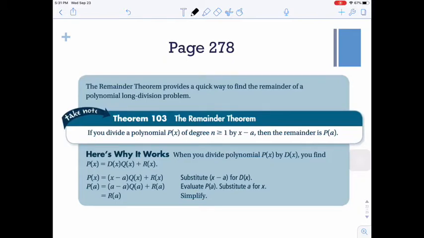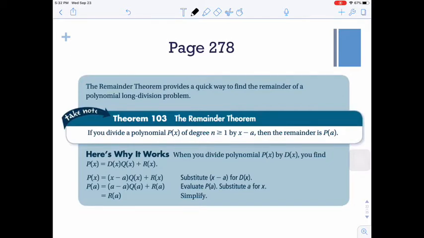Section 4.5, example 5 on page 278. The remainder theorem provides a quick way to find the remainder of the polynomial long division problem. Theorem 103, the remainder theorem, says if you divide a polynomial p of x of degree n greater than or equal to 1 by x minus a, then the remainder is p of a.